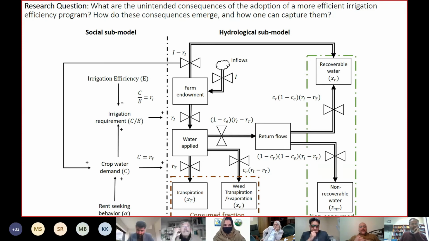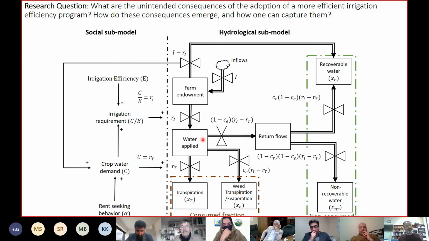On this slide, this is the water budget, so to speak. Once the inflows come into the farm endowment, this is where the water gets split up into what is applied on the farm. Again, if I'm sounding like I'm just repeating what you already know, please stop me, but maybe for the sake of the audience, this can be educational. The applied water can be split into what the plants transpire, as well as what the weeds and other parts of the field are transpiring. So this is a kind of a loss, but this whole thing is the consumed fraction.